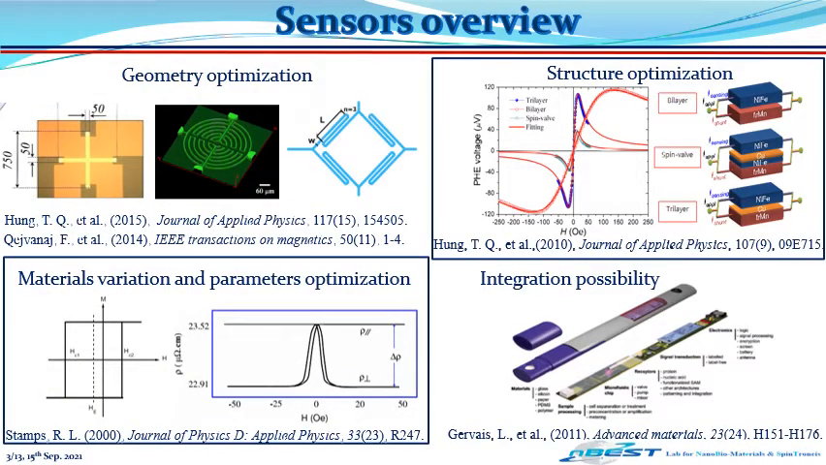The sensors' overview lies in four stages. Firstly, the geometry optimization, where different junctions can be optimized or prepared, such as the cross junction, multi-ring, and diamond shape or bridge configuration, followed by the structure optimization for different structures, such as bilayer, trilayer, and spin valves, and the optimization of parameters that are important for the sensors, such as the exchange bias and the magnetoresistance value, and finally the integration possibility for these sensors onto devices.